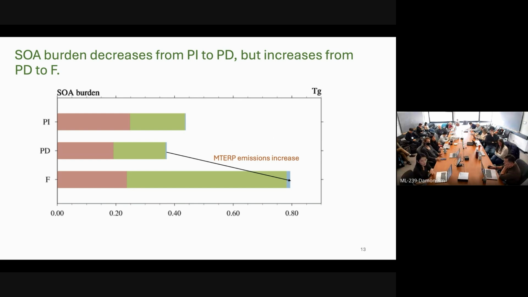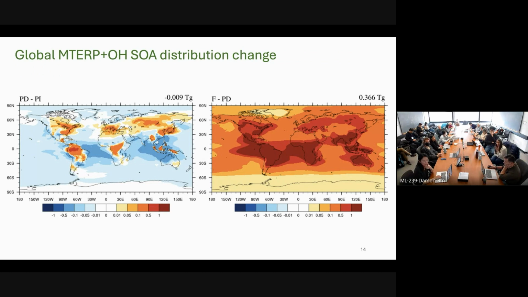This is probably because biogenic VOC emission increases, mainly due to monoterpene emissions. And then just to show you some global distribution, here I'm showing the monoterpene plus OH SOA distribution change from the past to the future.